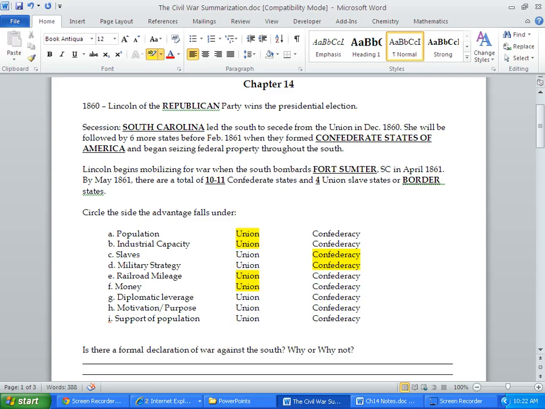Okay. Now the South does have the diplomatic leverage, all right, and why? Cotton, all right, because cotton makes up over 50% of America's exports. They're going to use this King Cotton diplomacy. That's what it's called, King Cotton diplomacy, to try to get Great Britain and France to recognize the South as an independent nation. And they almost do.